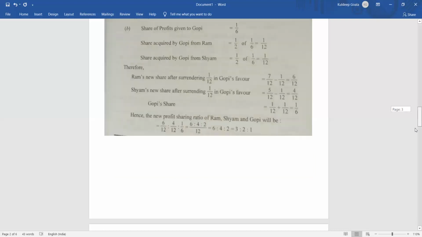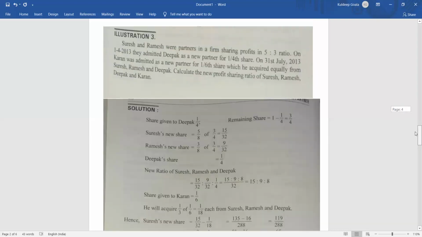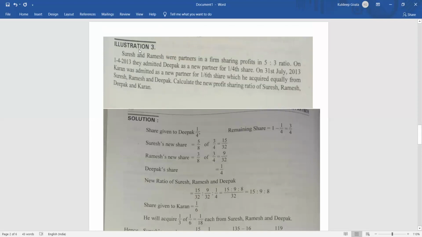Clear? Now let's go to the next question. So what is given here? Suresh and Ramesh were partners in a firm sharing profits in the ratio 5:3. Suresh and Ramesh's profit sharing ratio was 5:3.